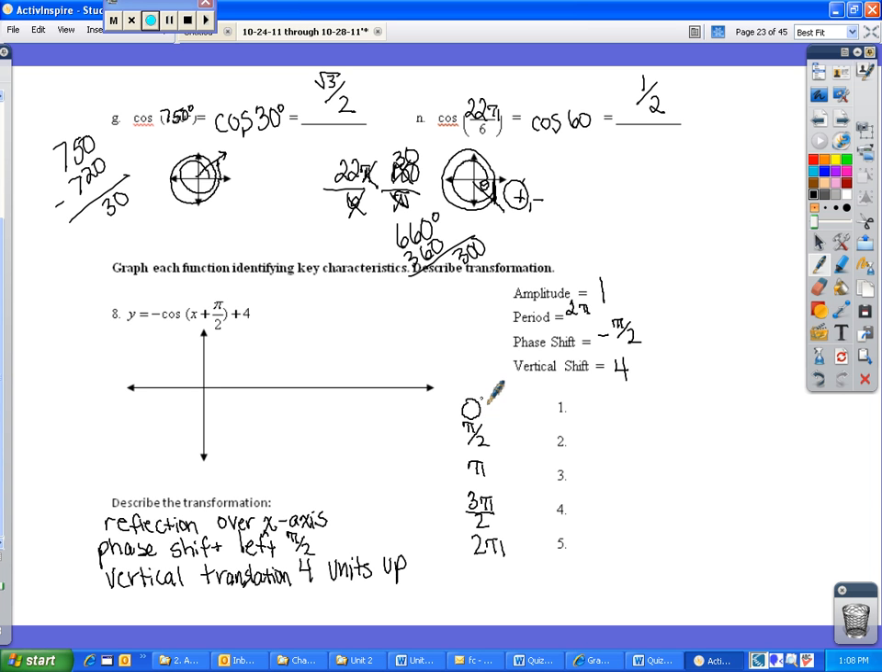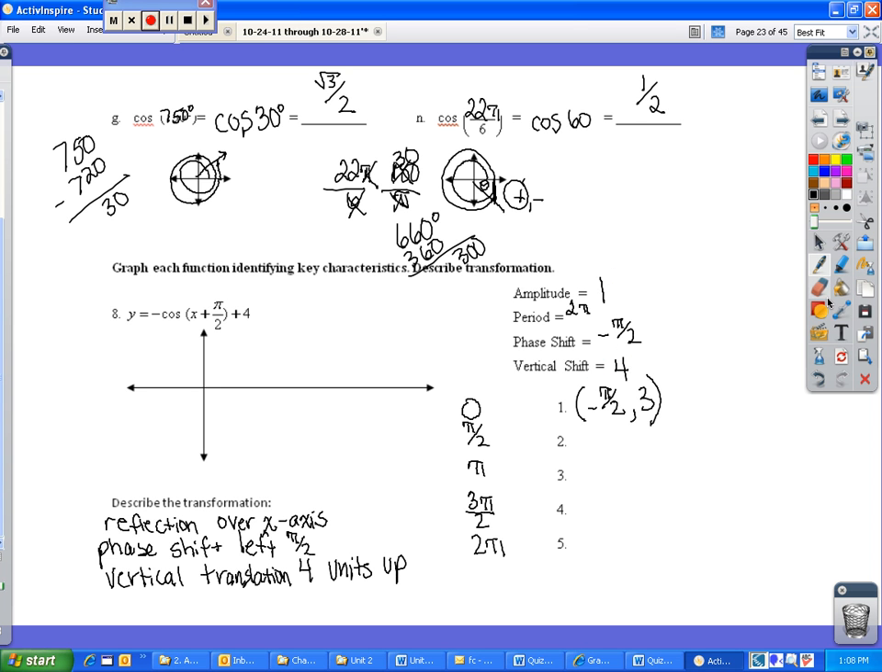So instead of 0, I'm actually going to start at negative pi over 2, which if you notice is my phase shift. Okay? If I evaluate this function at negative pi over 2, negative pi over 2 plus pi over 2 is 0. So I'm really looking at the cosine of 0. In my unit circle, the cosine of 0 is 1. That means it's going to be negative 1 plus 4, and negative 1 plus 4 is 3.